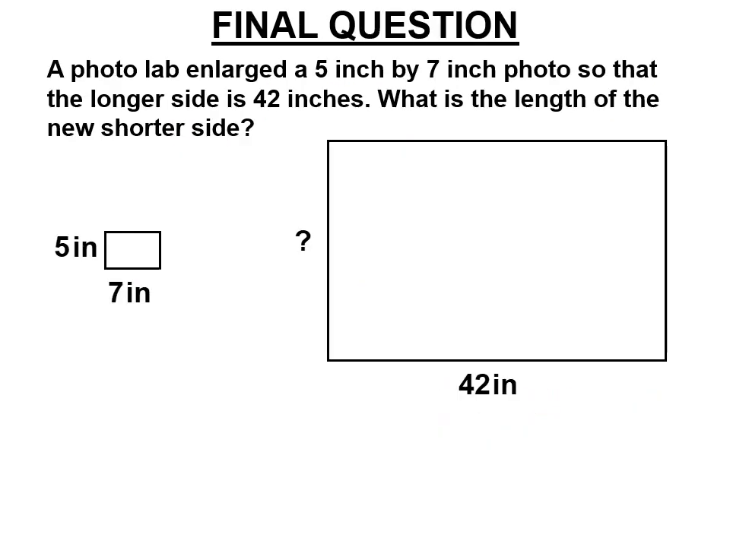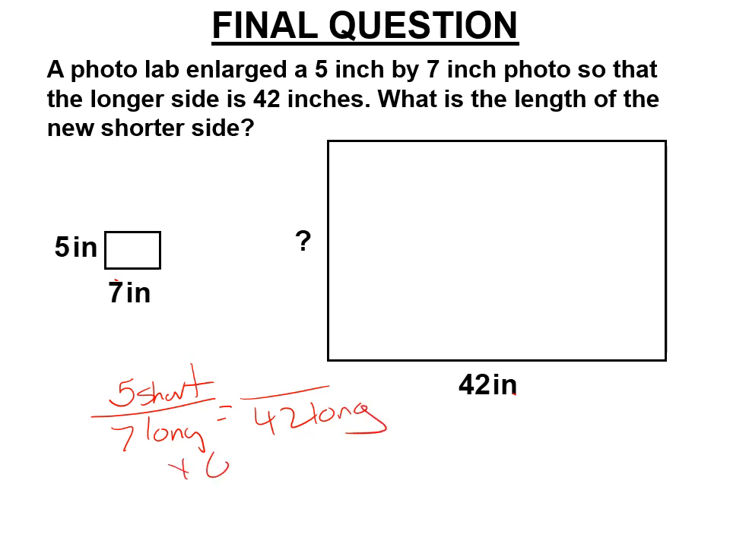All right, final question. Here's where we're doing 5 is the short side, 7 is the long. So 42 must be the long side, and it matches the picture, right? And so 7 times 6 is 42, 5 times 6 is 30, and did I say inches? Yes, I did, so we want to put 30 inches. All right, good luck with the homework.